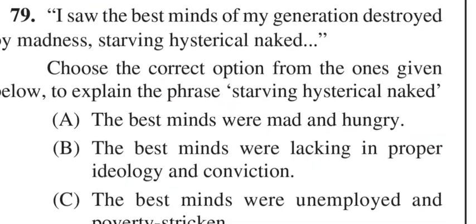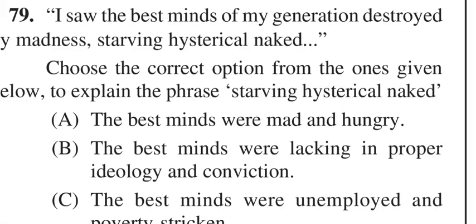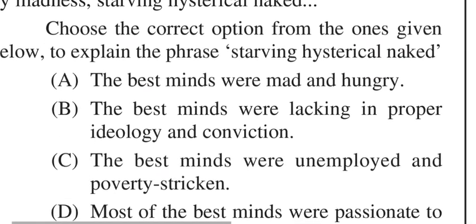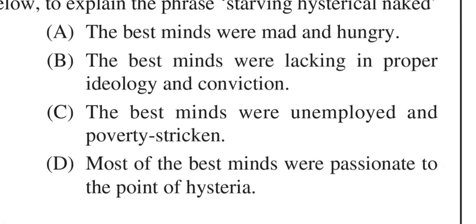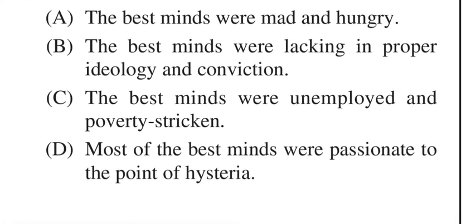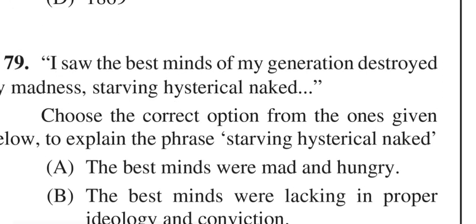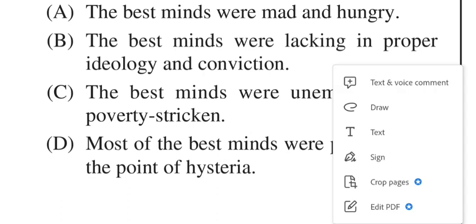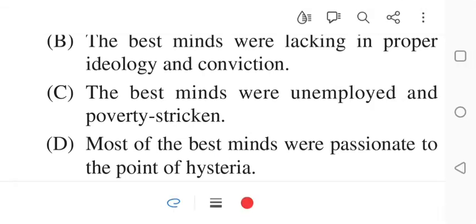79, it says, "I saw the best minds of my generation destroyed by madness, starving, hysterical, naked." Choose the correct option from the ones given below to explain the phrase "starving, hysterical, naked." So, we have to find out the option that explains it. The best minds were mad and hungry. The best minds were lacking in proper ideology and conviction. The best minds were unemployed and poverty-stricken. Most of the best minds were passionate to the point of hysteria. What is the correct answer? For 79, the correct answer is B.